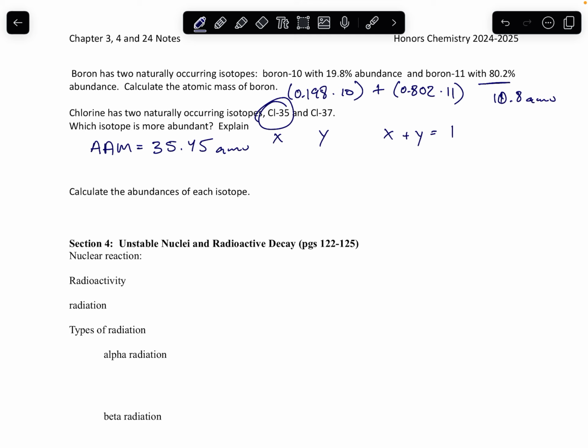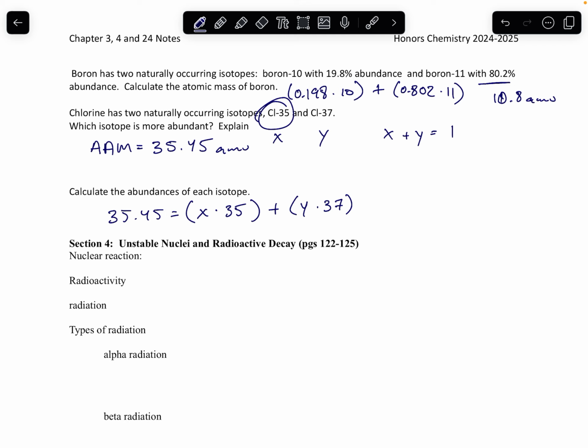So if I want to calculate the abundance of each isotope, okay, what I'm going to do is I am going to set this up in my normal equation for average atomic mass. So I'm going to use 35.45, because I already know what the average atomic mass is, equals, okay, I'm going to do each isotope. Okay, so I've got the percentage for 35, right, is X. Right, I'm going to multiply that by the mass, so 35. Right, I'm going to add to that the percentage of 37, Y, times the mass.